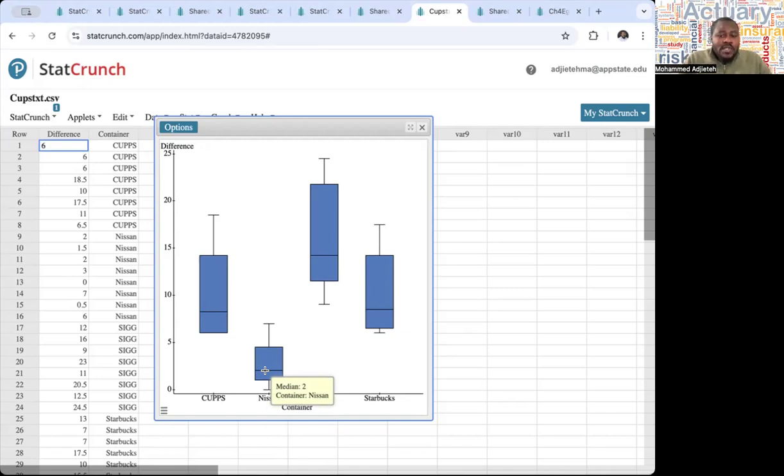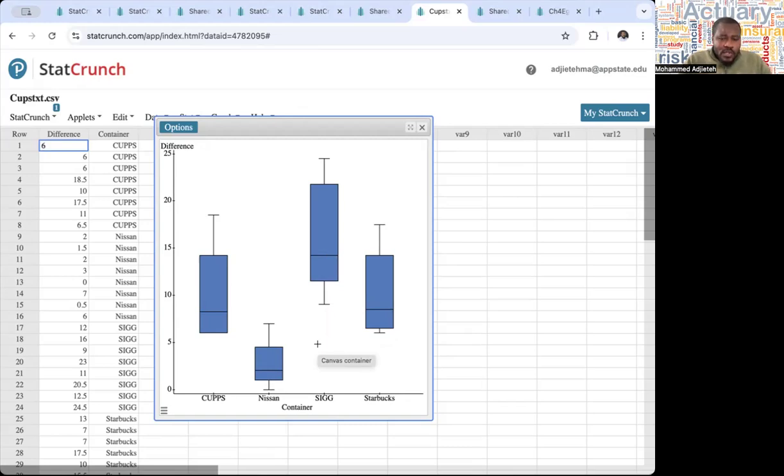The other thing we could see is that the SIG cap is the worst, right? Look at the median, it is about 14.25. So the median is typically losing about 14 degrees Fahrenheit. It means that if you put a hot liquid into this SIG cup, it will get cold earlier than the others. So these are some of the inferences we could make on this box plot.